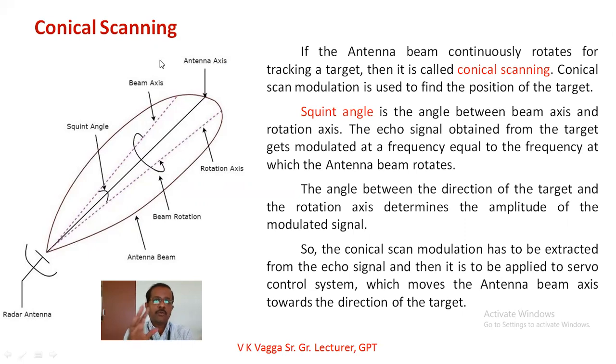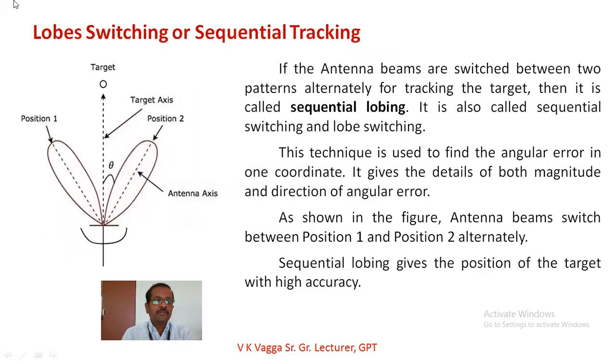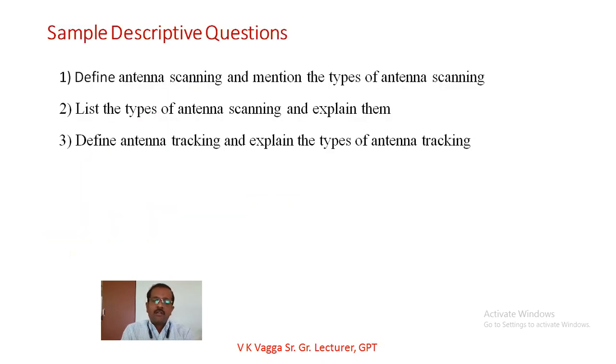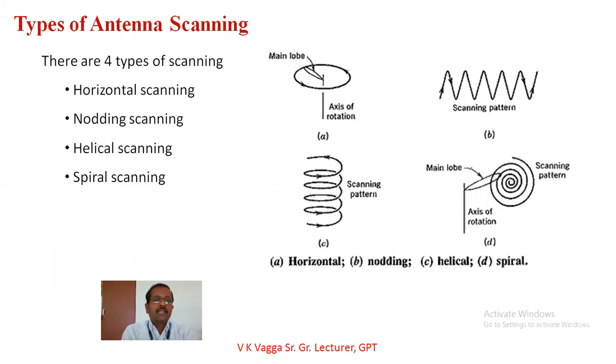Understood? The only difference is that in lobe switching, it forms two lobes and switches between the two lobes alternately. But in conical scanning, it forms a single lobe, and that lobe itself rotates along the central axis. That is called conical scanning, and based on this it can measure the position of the target. Understood? So this is all about antenna scanning and antenna tracking.